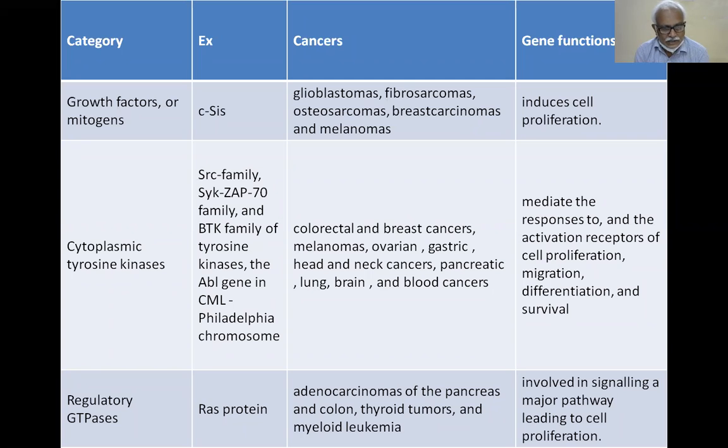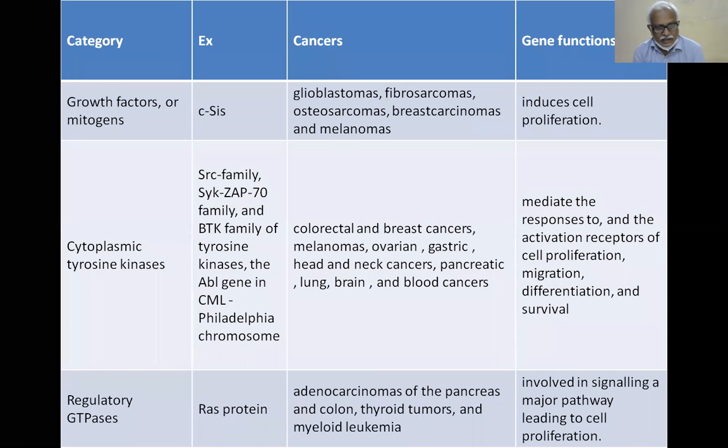Regulatory GTPases. These are exemplified by RAS proteins, adenocarcinoma of pancreas and colon. Adenocarcinomas are quite amenable for chemotherapy and radiotherapy. If it is poorly differentiated, nothing can be done. Adenocarcinomas, something can be done. So RAS protein is the example for regulatory GTPases. Adenocarcinomas of the pancreas and colon and thyroid tumors and myeloid leukemias. So they are involved in the signaling, a major pathway leading to cell proliferation.